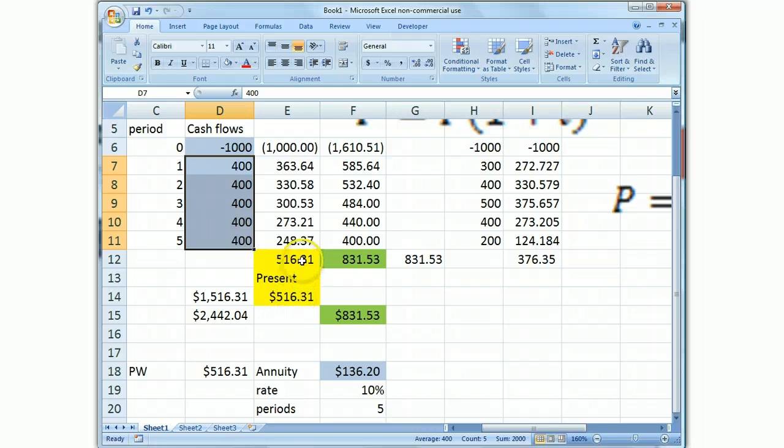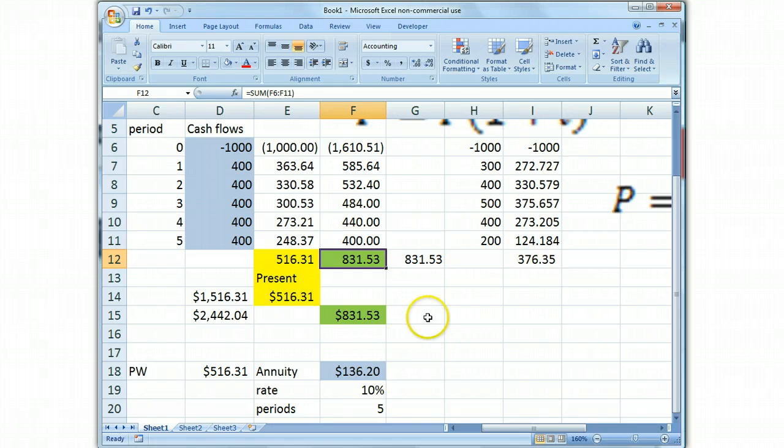So that's equivalent to, if I make the decision to make this investment, paying $1,000 as an investment and then receiving $400 for the next 5 years, it's equivalent to receiving today $516.31, or it's equivalent to not making any investment at all and receiving $831.53 5 years from now. So all of these quantities have the same total equivalent value when we take into consideration the effect of compounded interest rates.